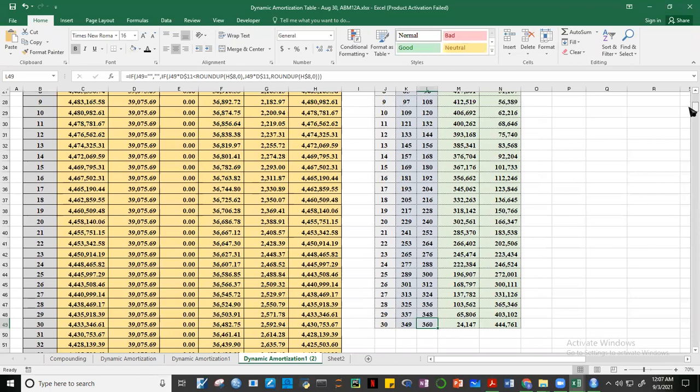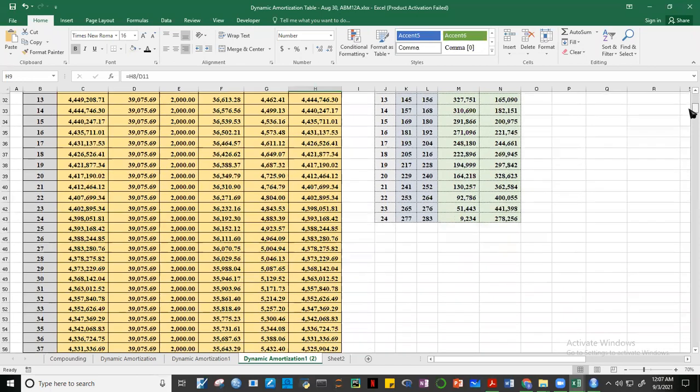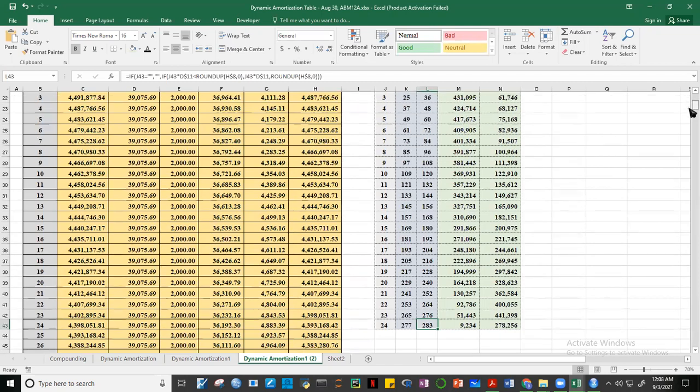Okay? However, guys, kung may extra payment tayo, kunyari maglalagay ako dito ng 2,000, notice na it will end in 24 years na to. No? 24 years at saka yung months natin 283. So let's check. 24 years ito at saka yung month natin 283. Okay, so it's dynamic, no? It is a dynamic computation of cumulative interest and cumulative principal. So how to set this up?